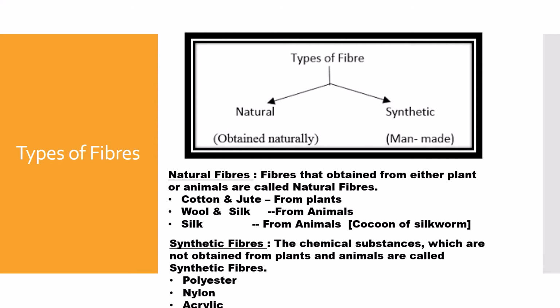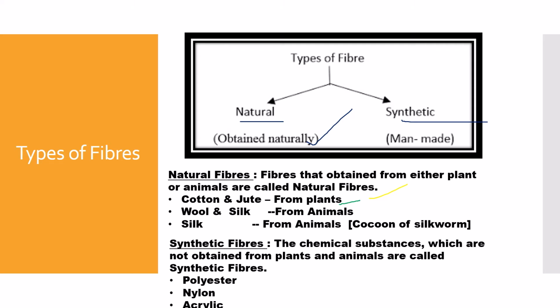Now what types of fibers are there? There are two types, natural and synthetic. Natural simply means not man-made, obtained naturally. So here we come to the definition: fibers obtained from either plants or animals are called natural fibers. Examples: cotton and jute we get from plants, and wool and silk from animals. Silk is obtained from the cocoon of the silkworm.